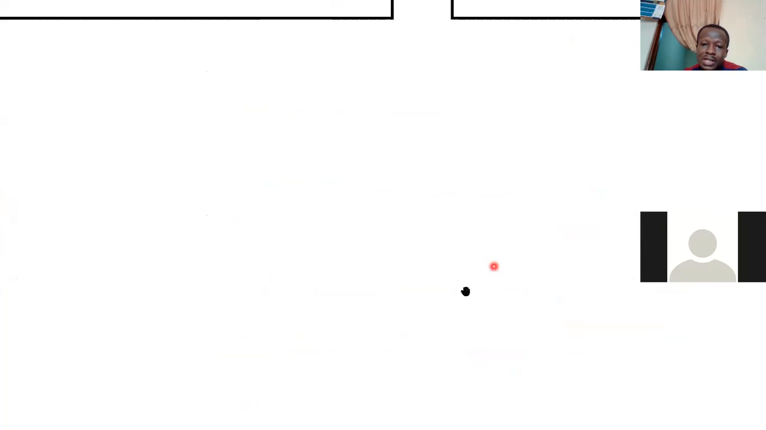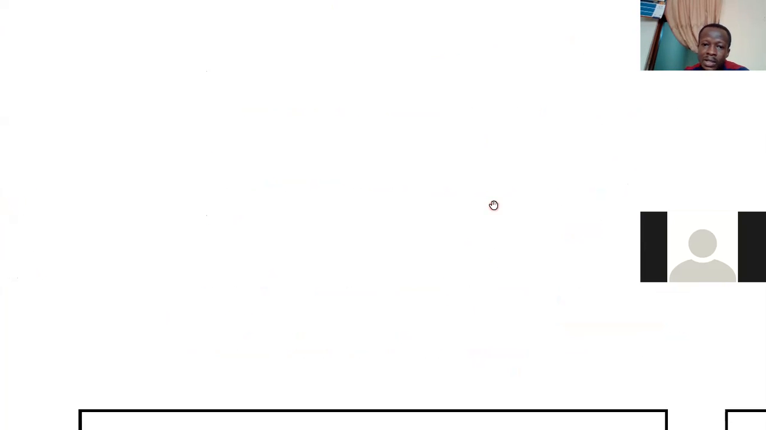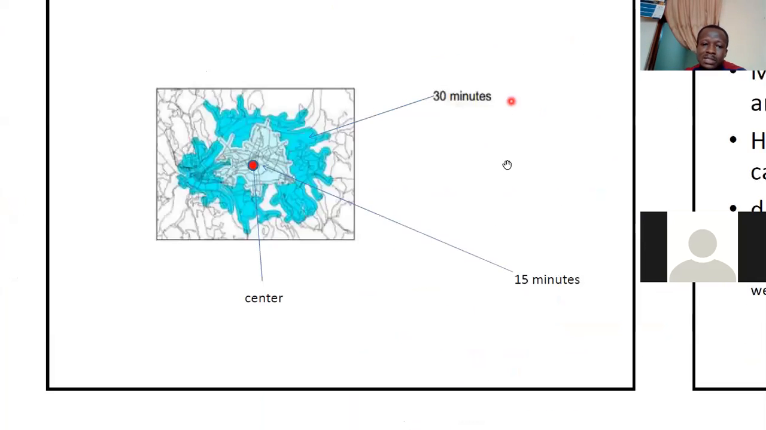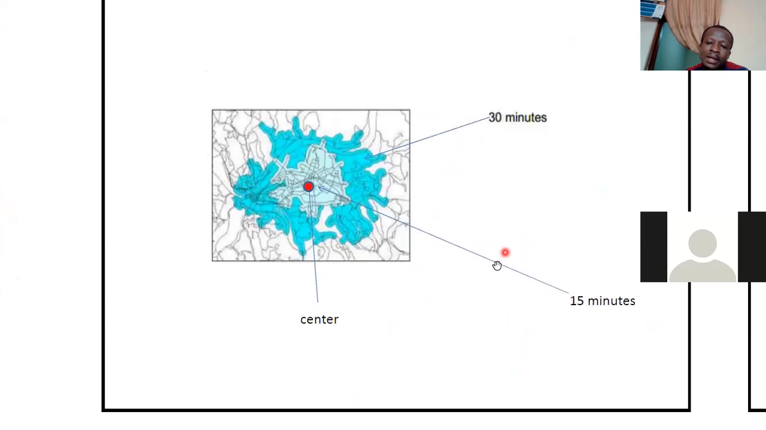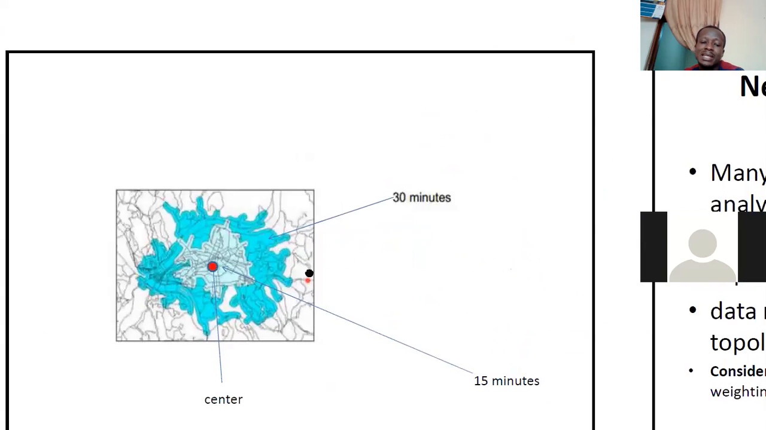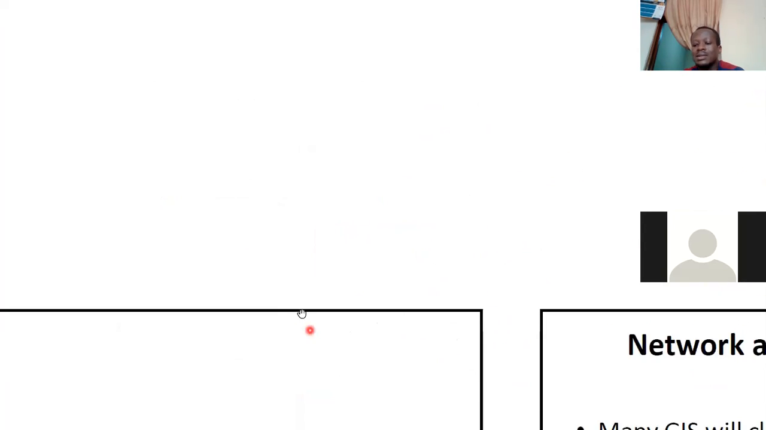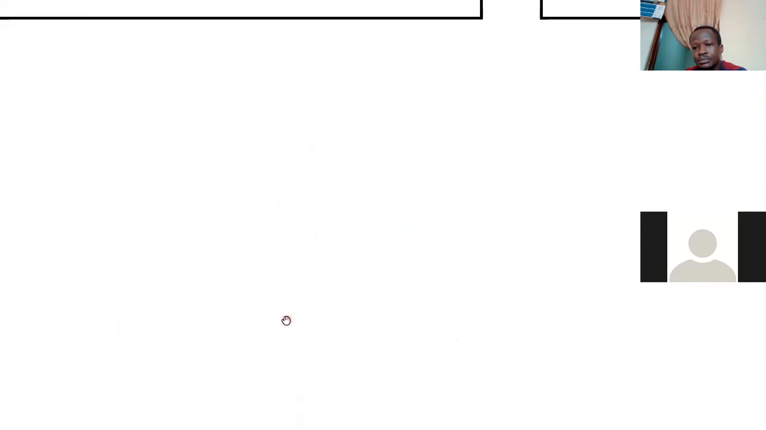So the isochrone is very important for marketing purposes. Where are customers coming from? In 15 minutes, I can reach these areas. So all these areas can be reached in less than 15 minutes. The light blue areas, and then the cyan areas can be reached in less than 30 minutes. That gives us indication where our customers are coming from.